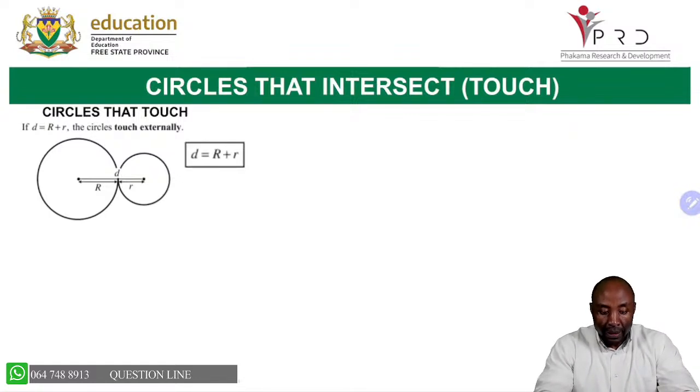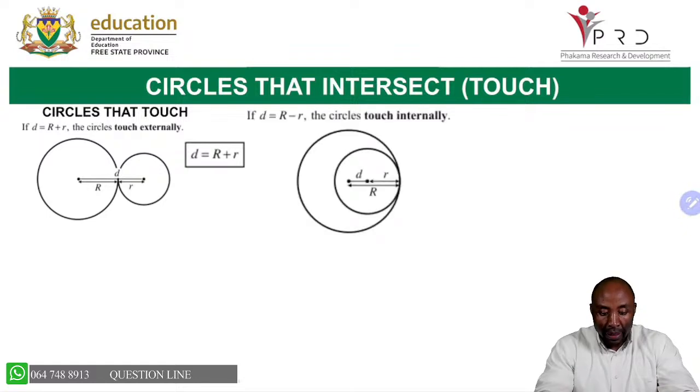So we will have the distance as equal to that. Then we have circles that touch internally. The circle is inside the other circle and they touch at only 1 point, and you are able to see that the distance is equal to the bigger radius minus the smaller radius of the other circle. We move on.